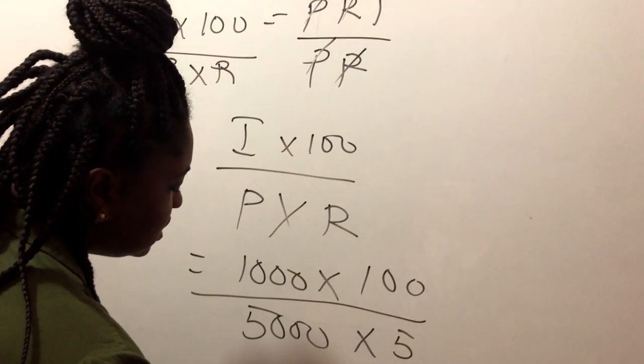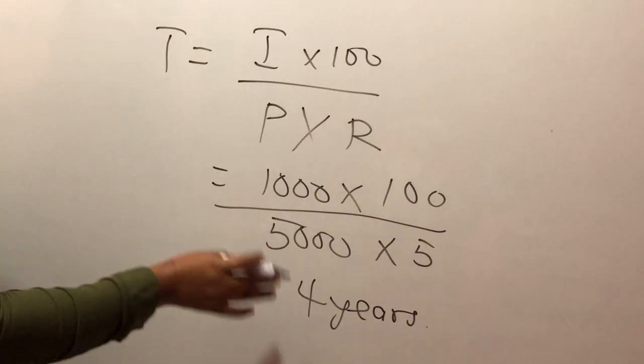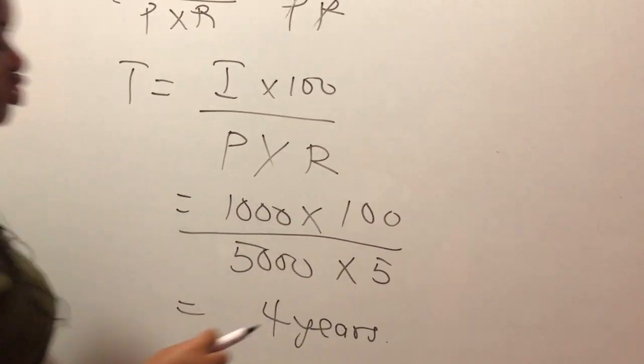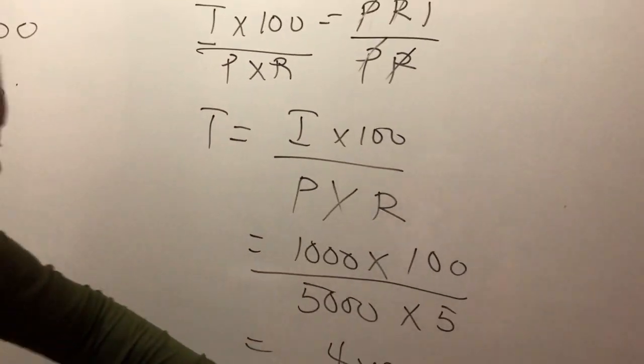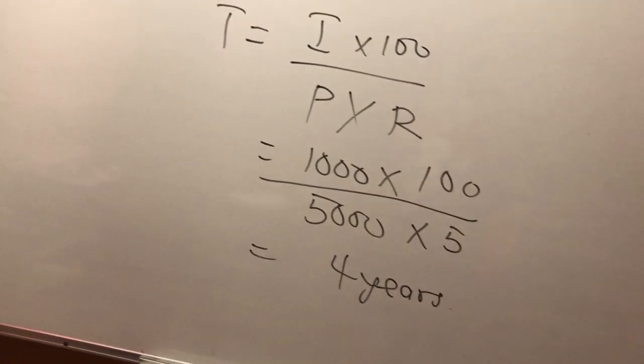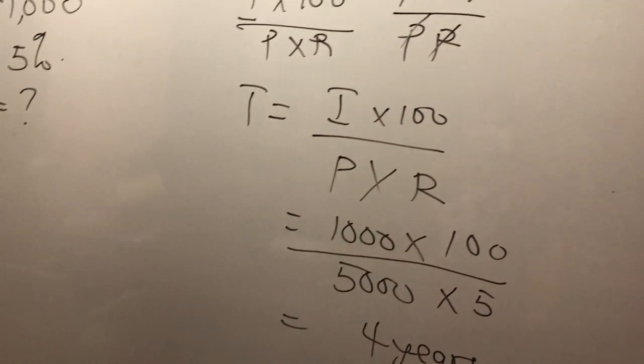4 years. The cancellation, I'm leaving it for you because if I say I'm going to cancel 2, we are not finishing today. So time is always in what? Years, as I told you. So your answer is what? 4 years. Okay, quickly. Next question.